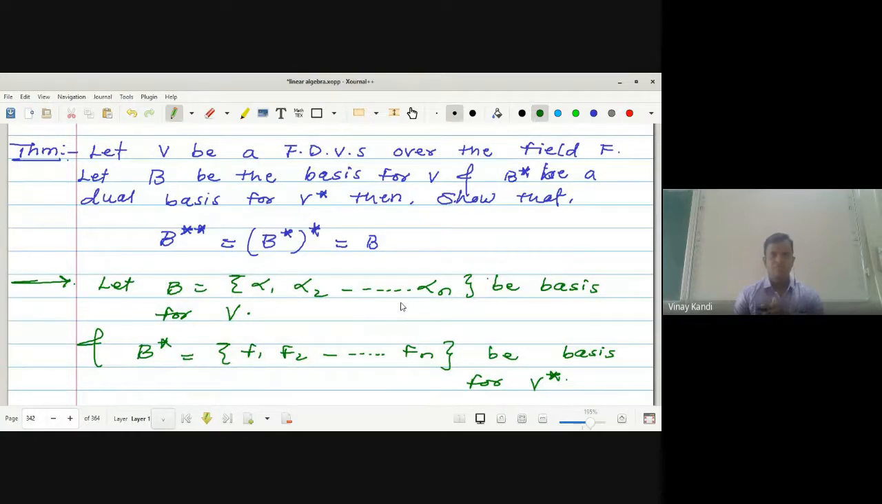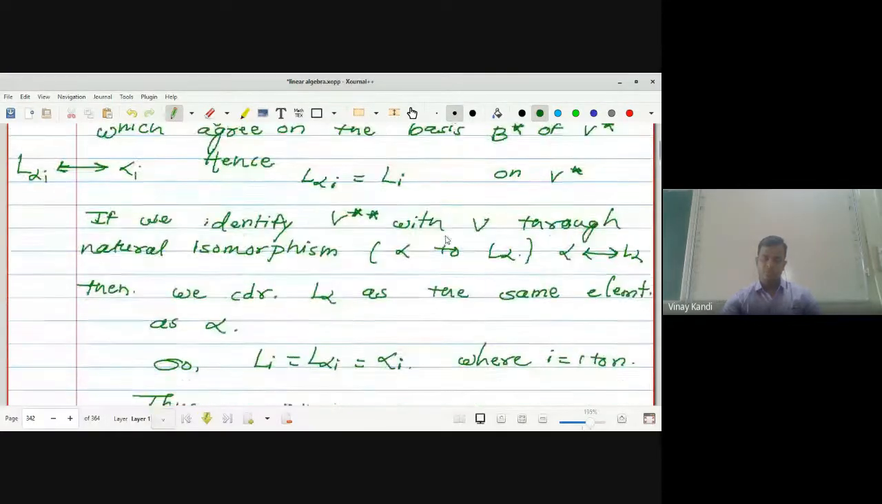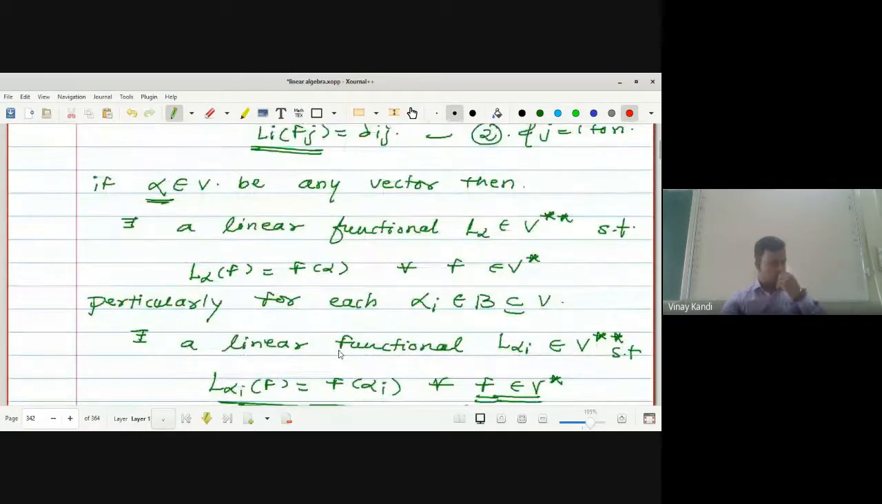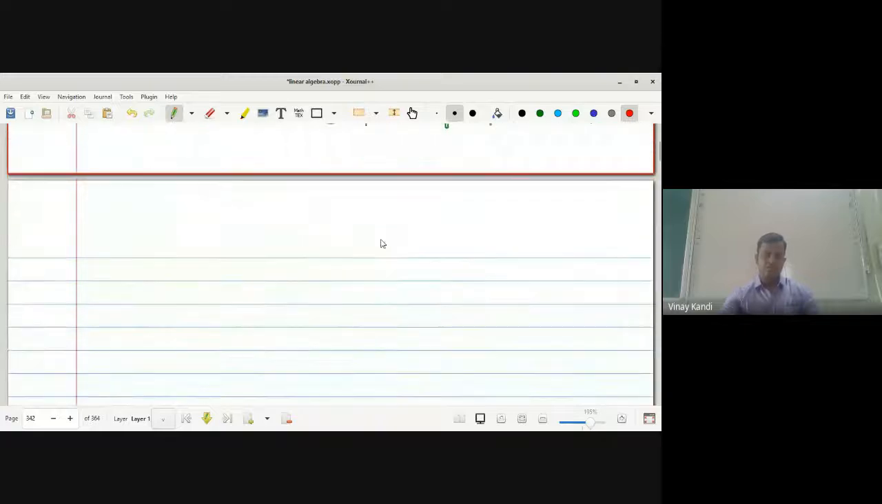Okay, so let V be a finite dimensional vector space over the field F, and B is a basis for V, and B star is the dual basis of V star. Then B double star is equal to B. Okay. Now the next point is the annihilator of a set. Up to here, any doubt? A new topic starts from here.